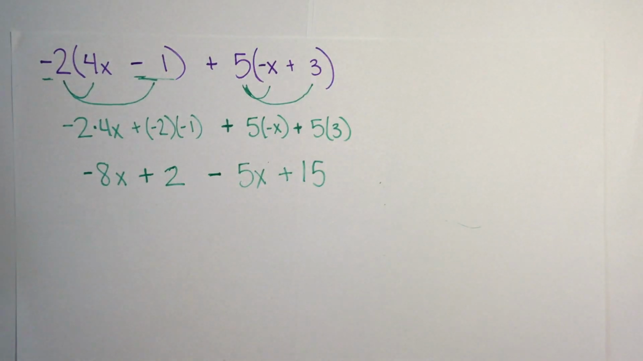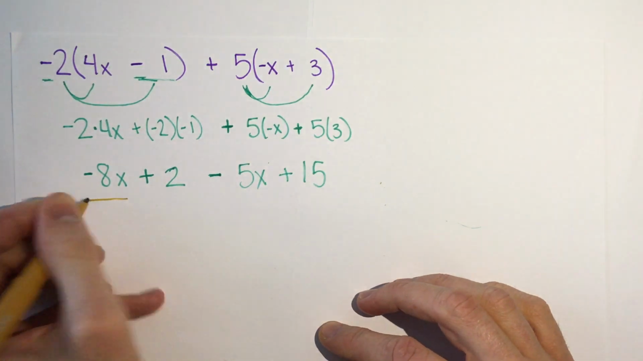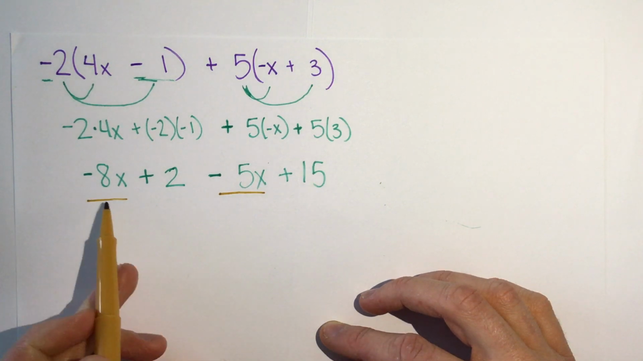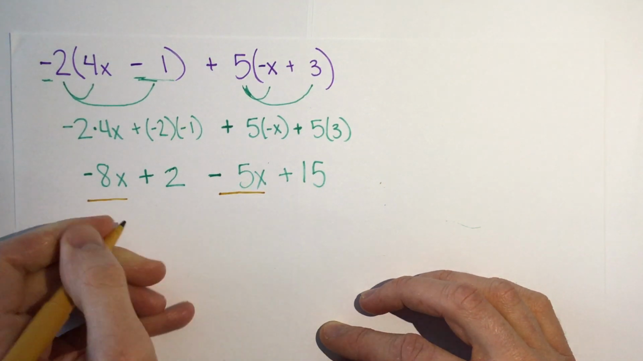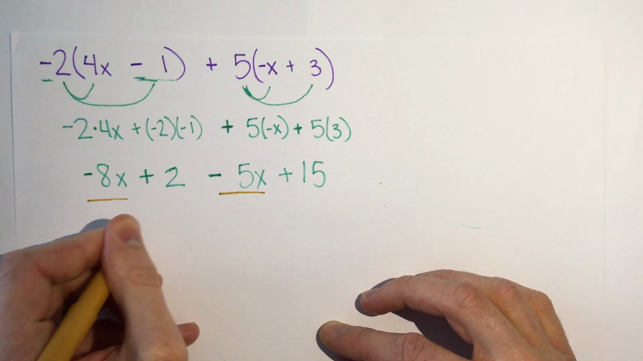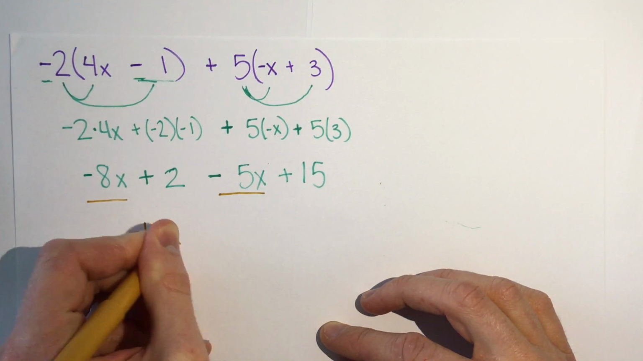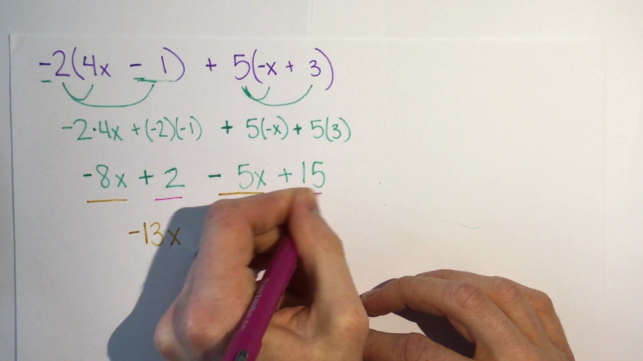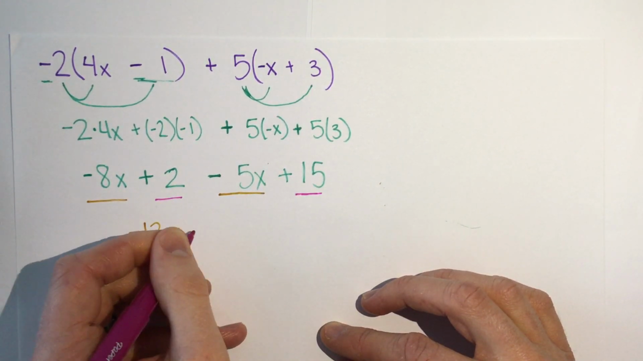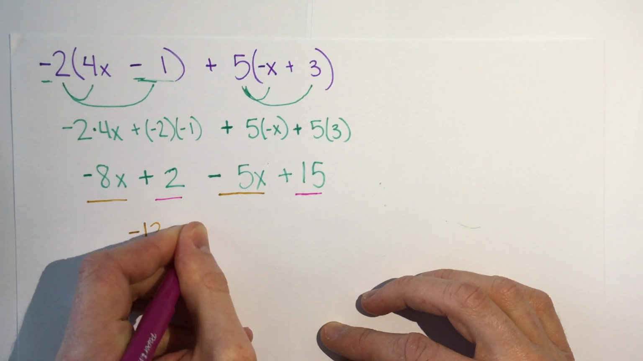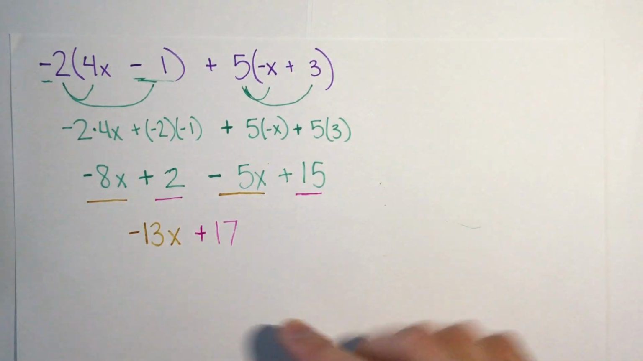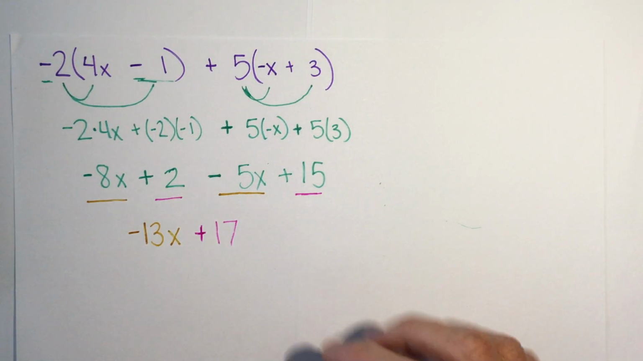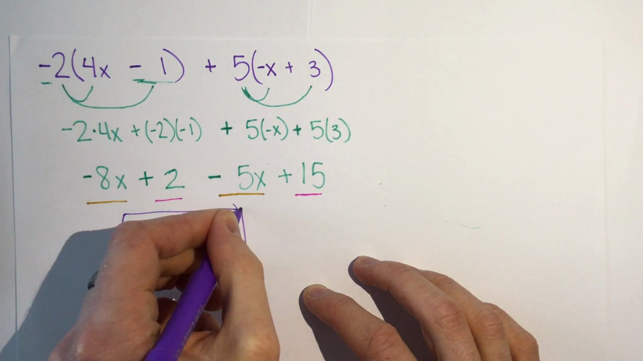No more parentheses. Again, we'll do combining like terms. Negative 8x minus 5x, negative 8 minus 5 is negative 13, so negative 13x. 2 plus 15, both positive signs, is 17, so we get plus 17. Looking, we have no like terms to combine and no parentheses, so we have our final answer.